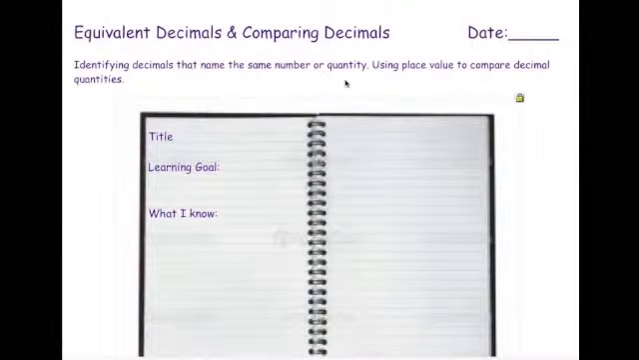Today's lesson is on equivalent decimals and comparing decimals to one another. And our standard is to identify decimals that name the same number or quantity, using place value to compare decimal quantities. So for today, you do not have any foldable piece in your notebook. We're just going to take notes with our pen.